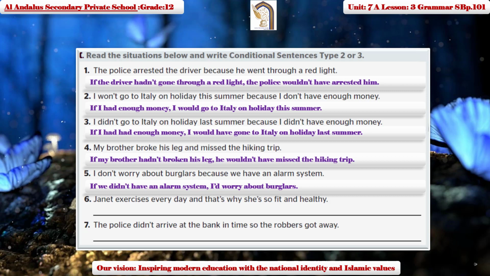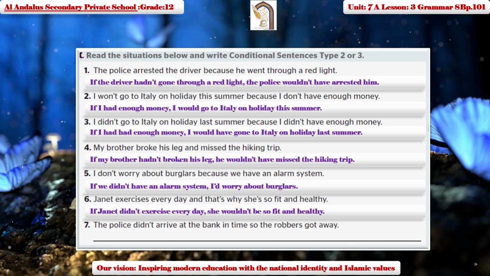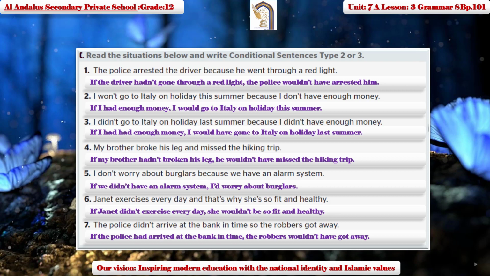Sentence 6. Janet exercises every day, and that's why she's so fit and healthy. Wonderful answer. If Janet didn't exercise every day, she wouldn't be so fit and healthy. And finally, sentence 7. The police didn't arrive at the bank in time, so the robbers got away. Brilliant answer. Very good work. If the police had arrived at the bank in time, the robbers wouldn't have got away. Thank you, gentlemen. Thank you very much for your hard work.